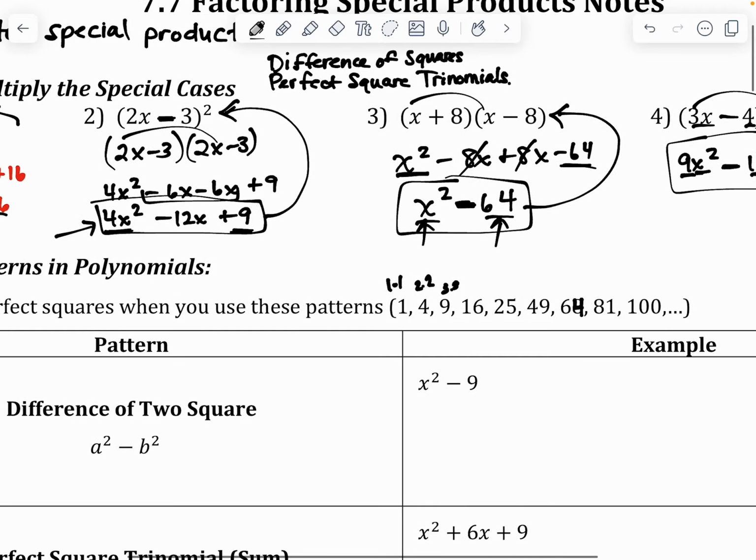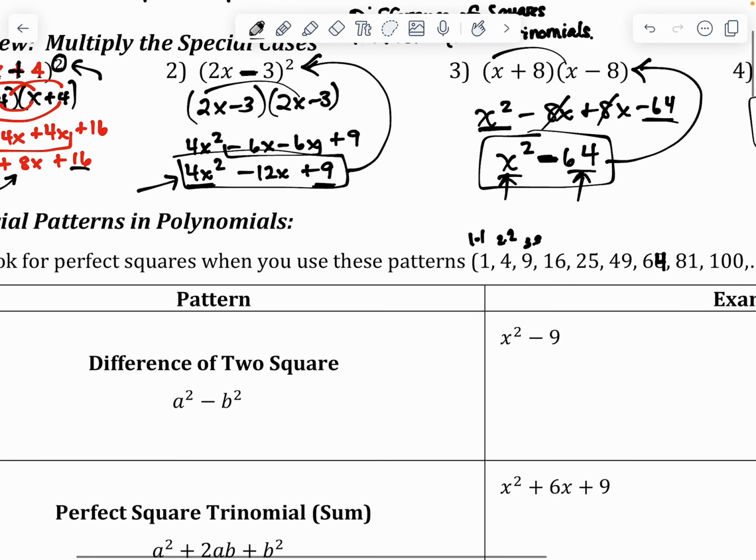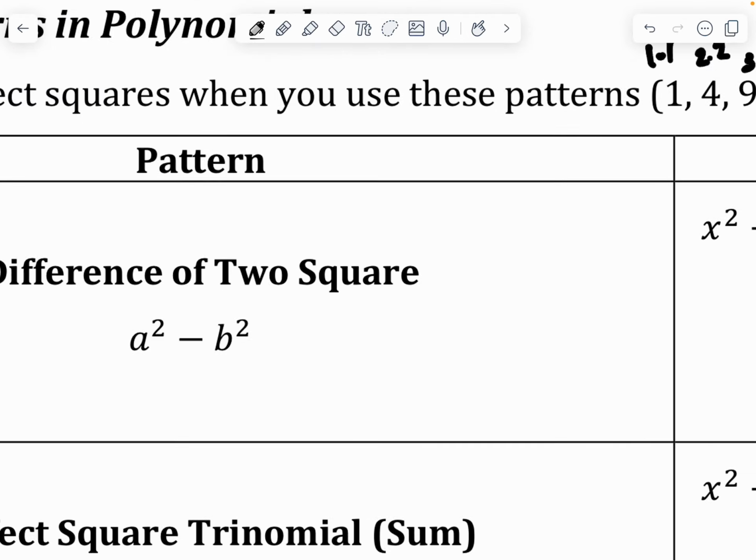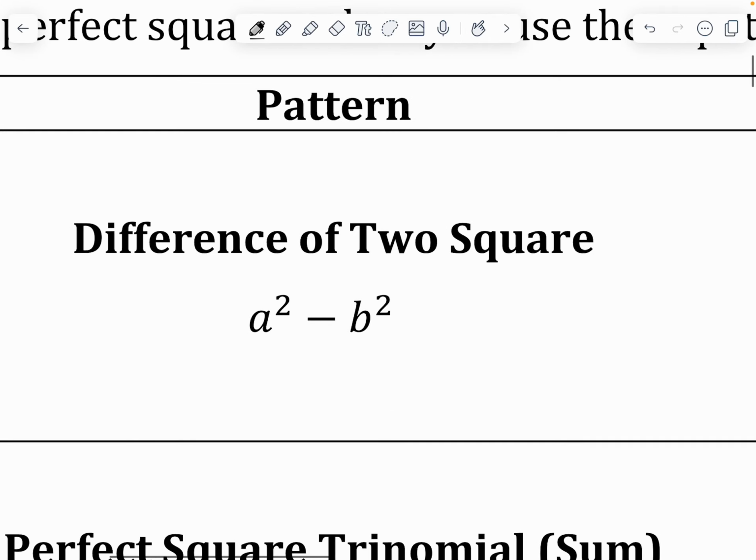So we need to recognize them and be able to see that those are perfect squares, so we can recognize the perfect square trinomials or the difference of two squares. The first one we're going to look at is the difference of two squares. So it's in the form a squared minus b squared.